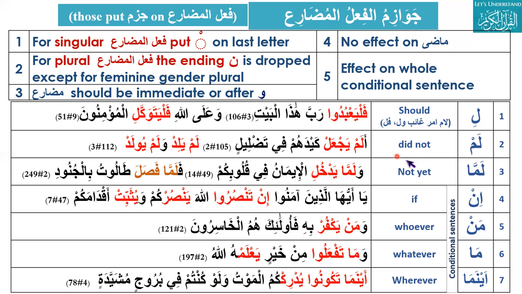How is it making it majzoom? There are two rules for majzoom. One for singular: the last letter should have sukoon on it, and in plural, the ending noon should be dropped. So the second rule applies here. The actual word was fal ya'buduna, and the noon is dropped because of li. And this li is called? Li is called jawazimul fi'l mudari, lam amr ghaib. It comes with the combination of wa and fa.